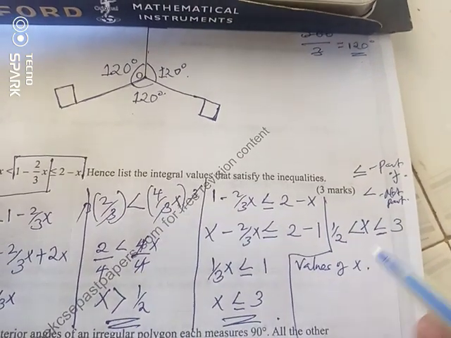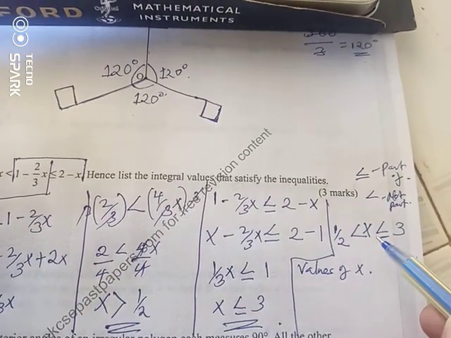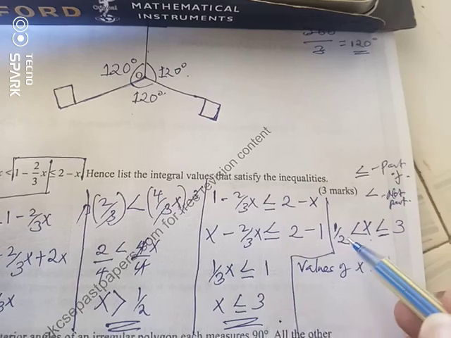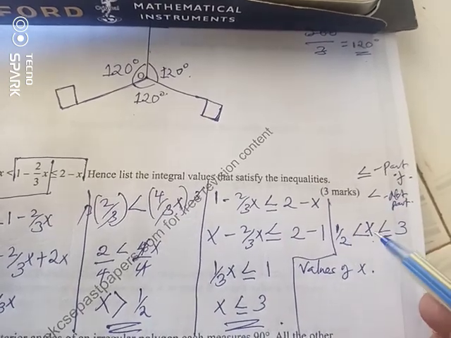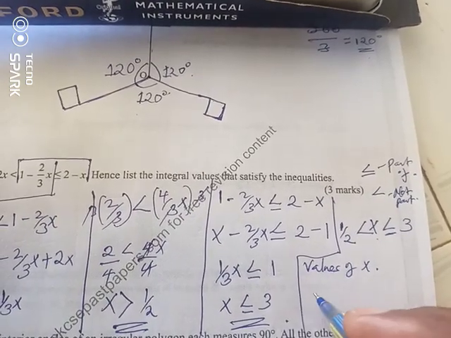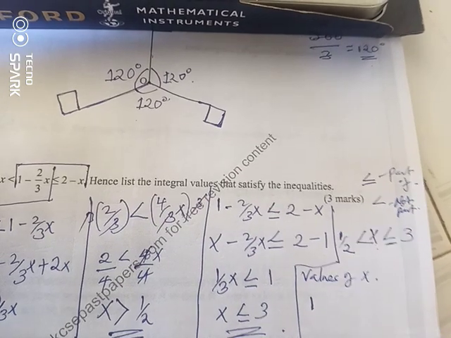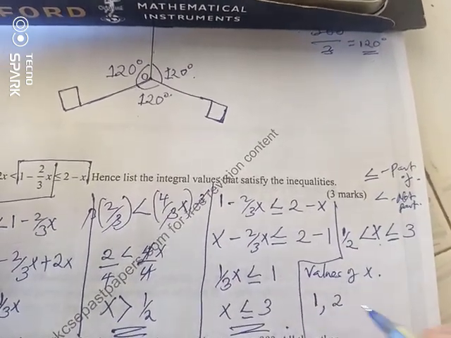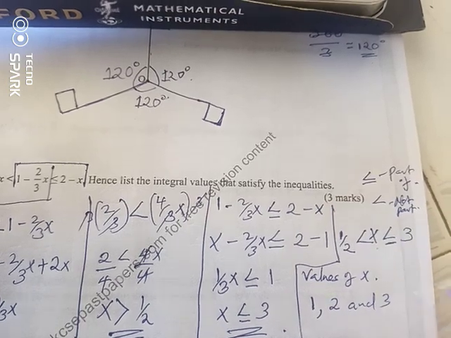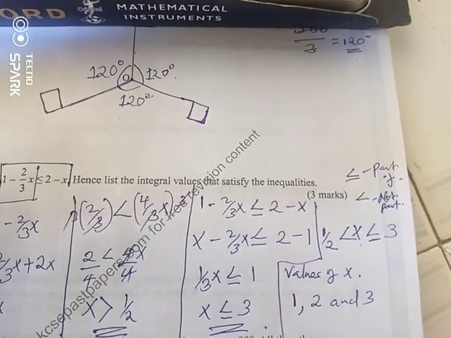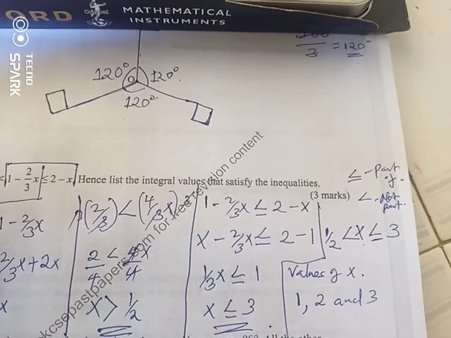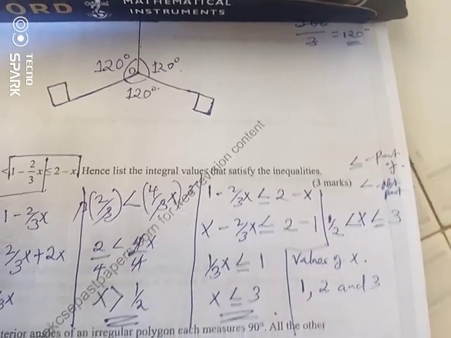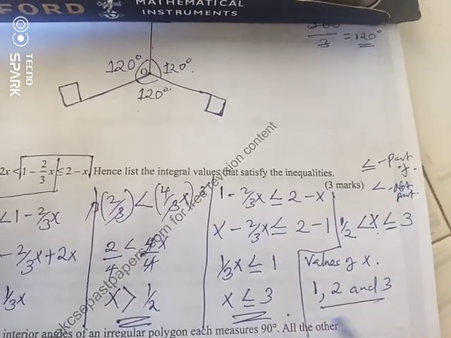So what does it mean? It means half is not part of x because we are told x is greater than half. So half cannot be part, and therefore the first value of x is 1 within a number line. From half we go to 1, 2, and 3. 3 is part because this is a compound sign telling us x is less than or equal to. So 3 is part of x.